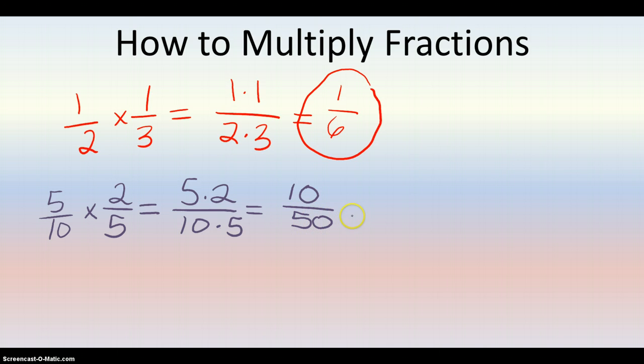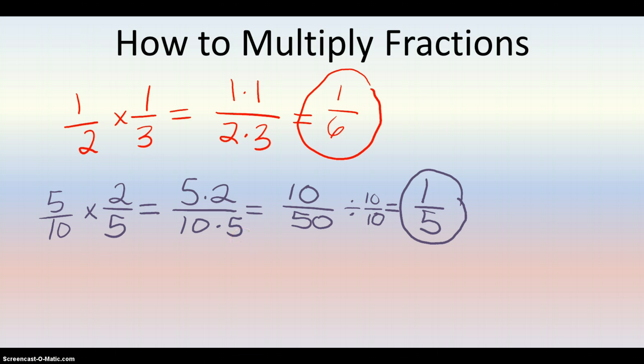Now I have to think about simplifying. And when I simplify, I think divide. What can I divide into both of these that will give me a smaller number? What goes into both of them? Well, they both have a 0, so a 10 goes into both of them. So if I divide out a 10 out of both the numerator and the denominator, 10 divided by 10 is 1, 50 divided by 10 is 5, and my answer is 1/5.